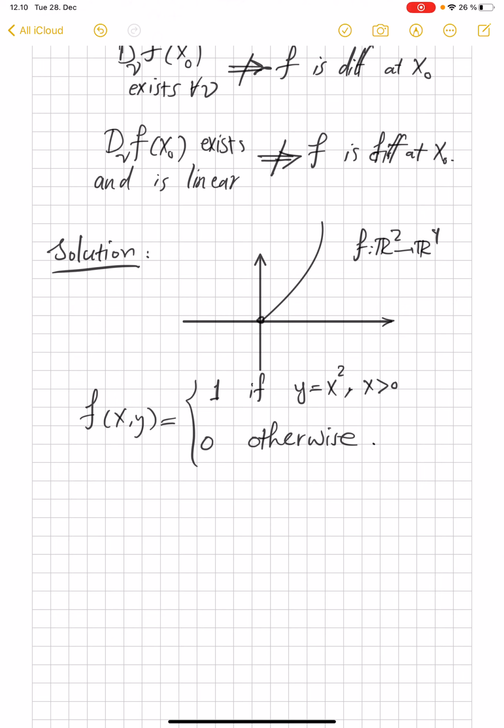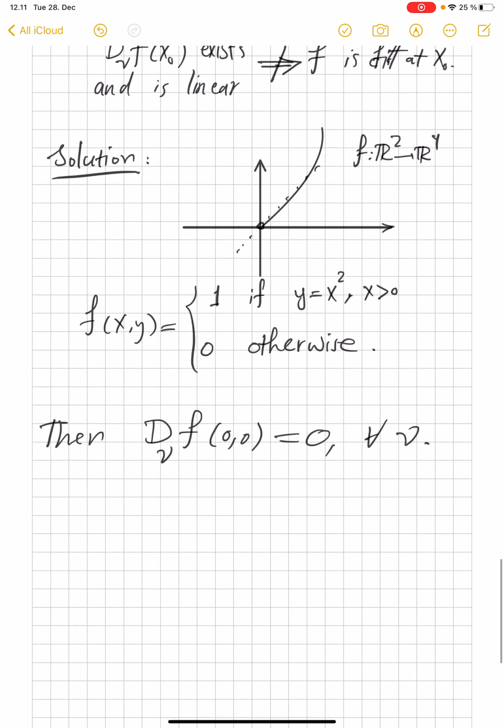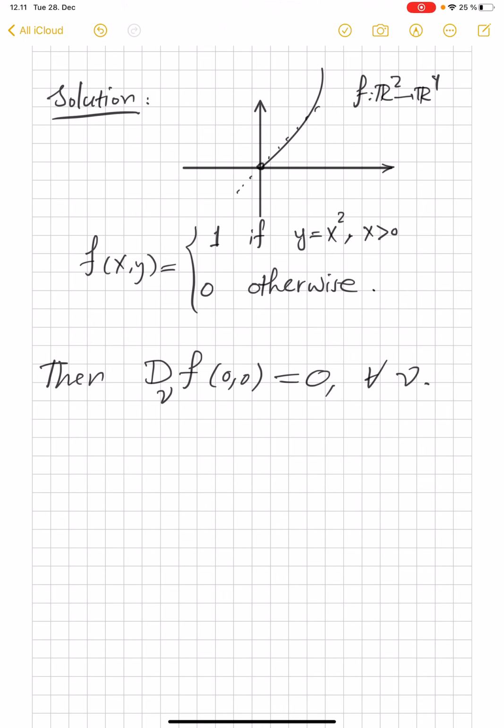It turns out then the directional derivative of f at (0,0) in direction v is 0 for every v. If you look along any direction, after a threshold, after a cutoff, you will be only in 0 values. So you're just taking the quotient of 0 by t, and then t goes to 0. Your limit is still 0. This function is not differentiable because it's not even continuous.